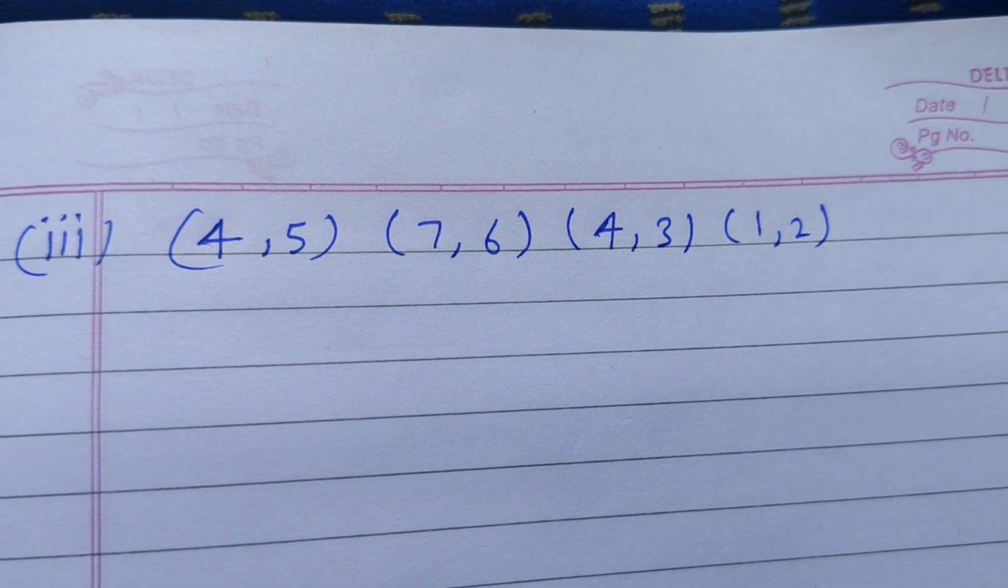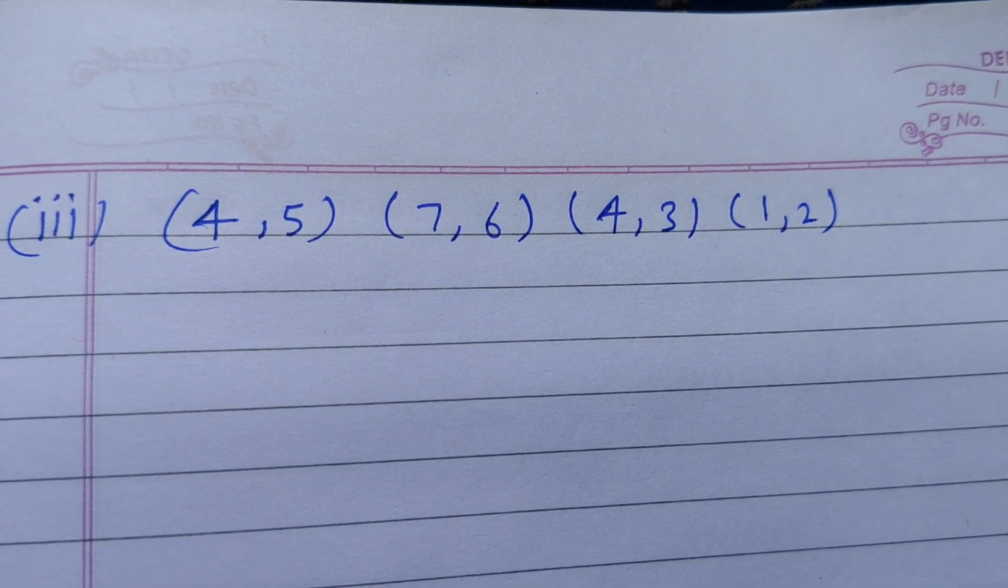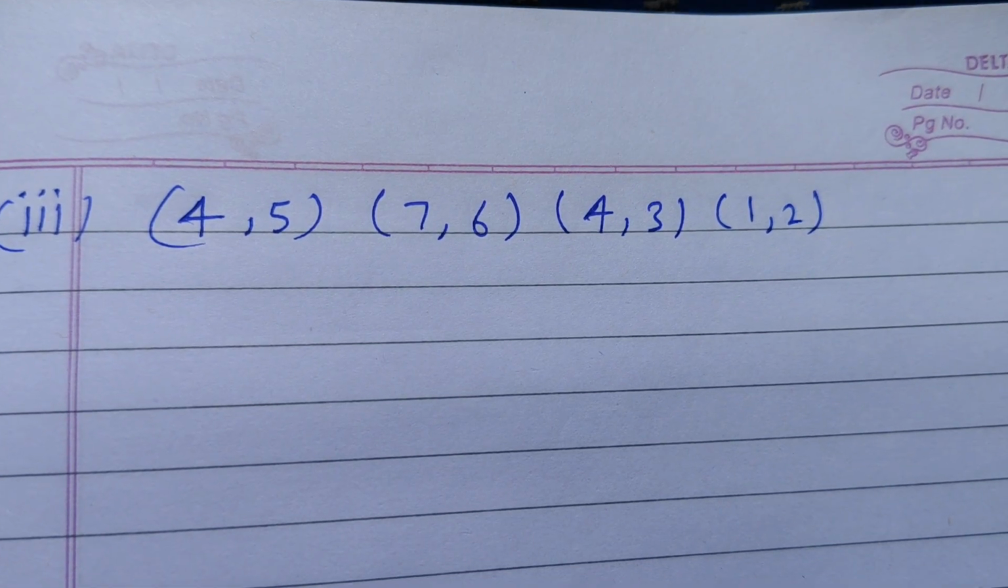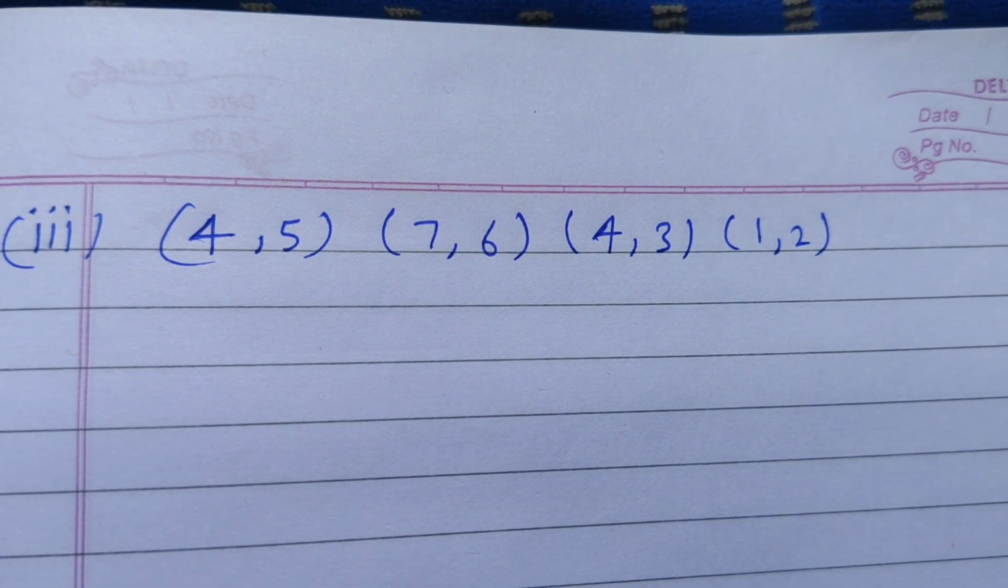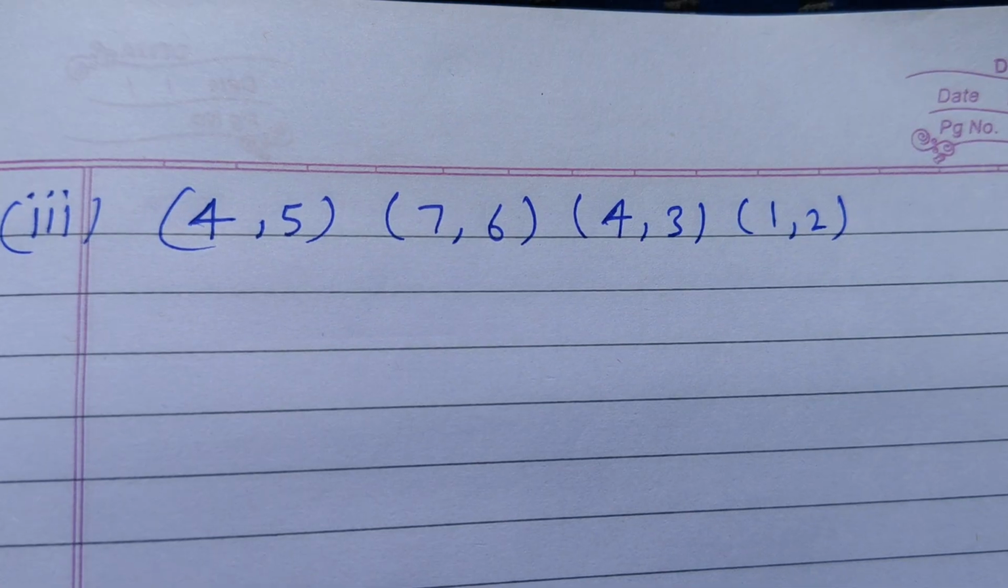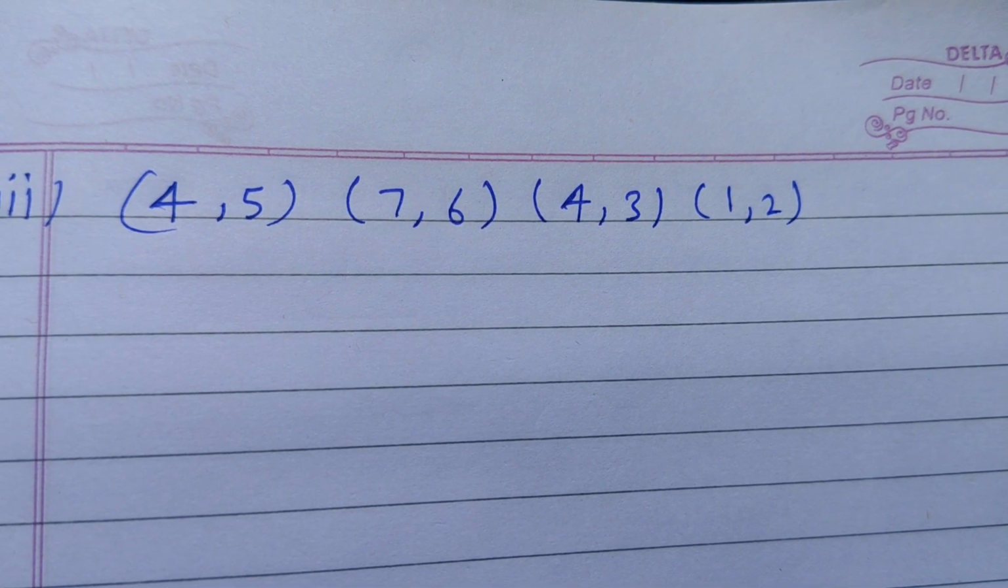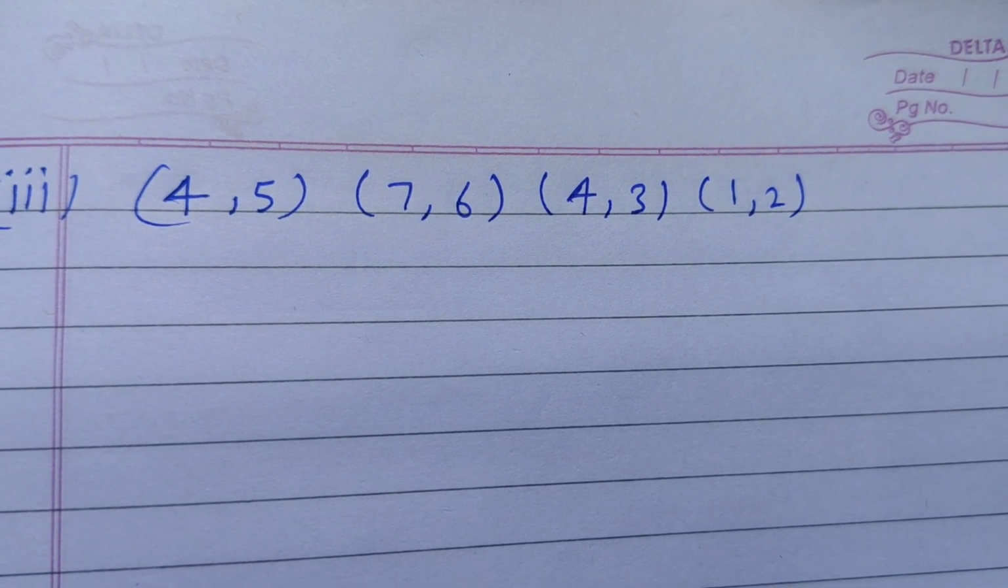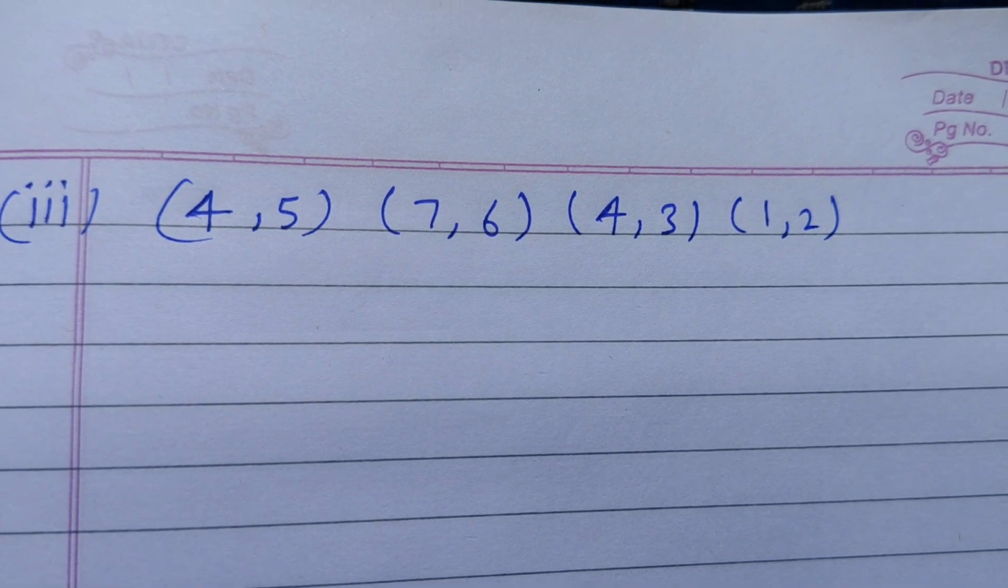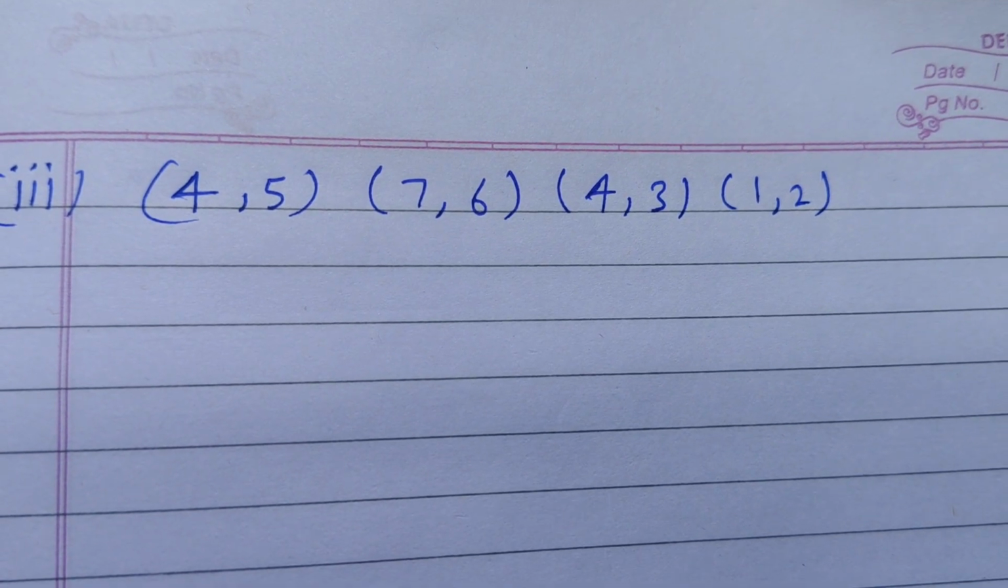Question number 3: (4, 5), (7, 6), (4, 3) and (1, 2). What type of quadrilateral is it? So we have to check it.